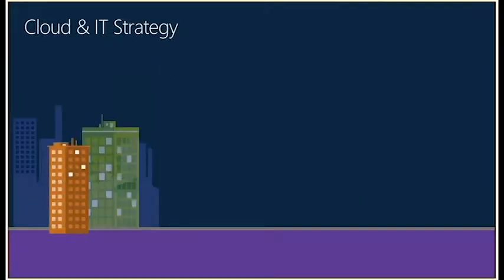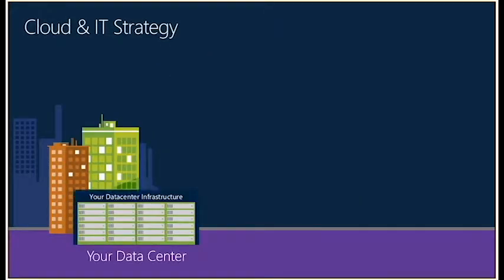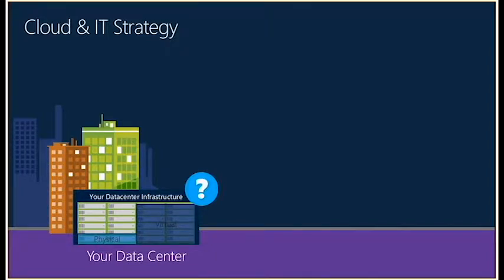So let's take just a quick look at kind of how we got here from a cloud and IT strategy standpoint. So several years ago, obviously everything was running inside your own data center. Everything was running on physical servers, kind of one to its own server. Virtualization started to take off with VMware and Hyper-V and various other players.